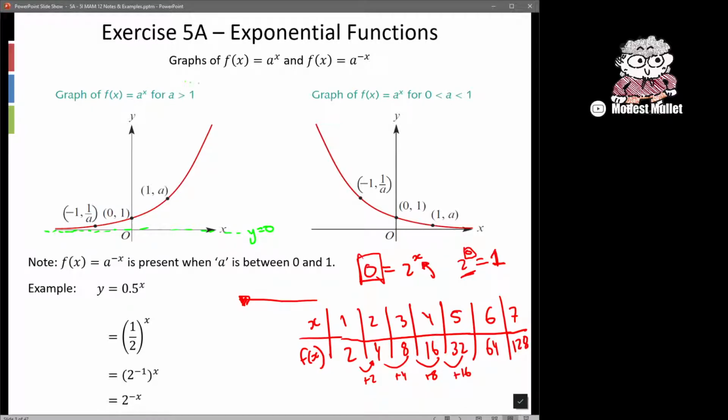This first graph is our basic one. More common is when our base is positive, greater than 1. So this we would consider our most basic shape. When a is greater than 1, this is our most basic shape, and it's going to go through 0, 1, because it doesn't matter what base you choose. When you stick 0 in the power, it turns it into 1.